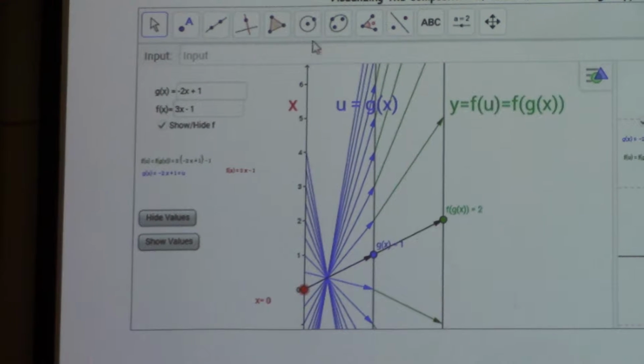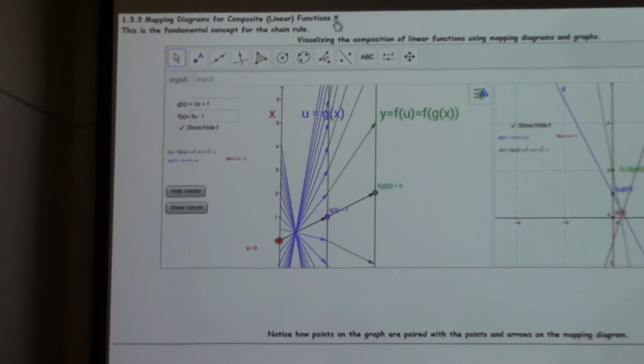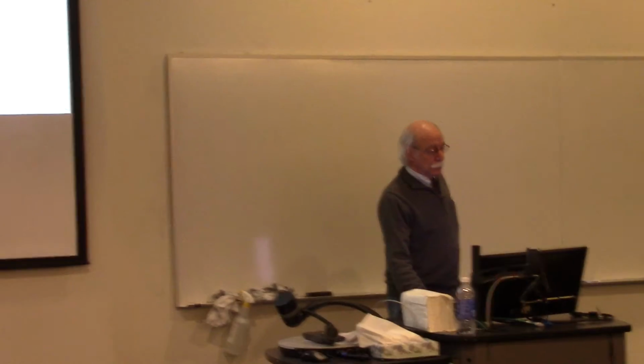All right, well, that's a little hard to see on this thing, but let's move to the next one. That's composition, and that's the basic reason why the chain rule will multiply one derivative by the second derivative. The derivatives are the numbers that are the magnification factors.